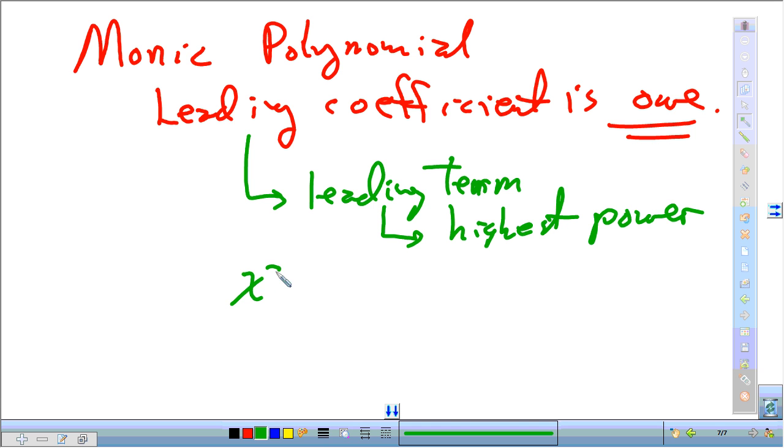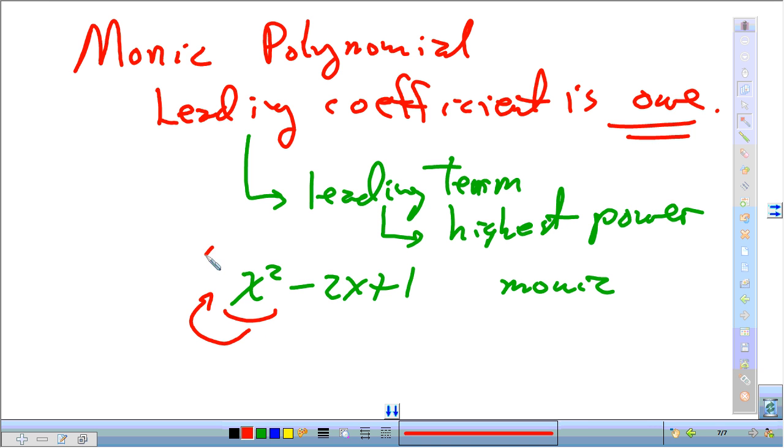So if we have x squared minus 2x plus 1, it's monic. The highest power is the term that has the x squared, and the coefficient is a 1. Usually not written, and so we just have x squared. So that makes it monic.